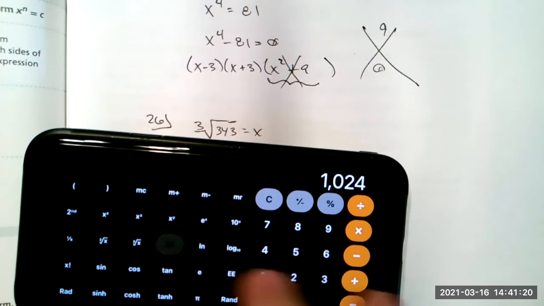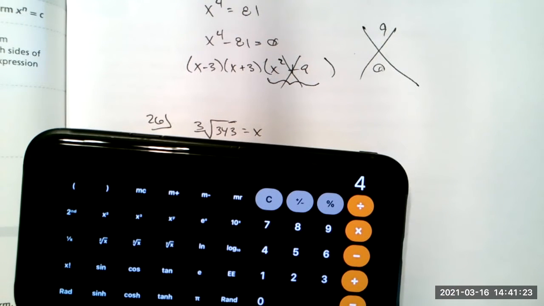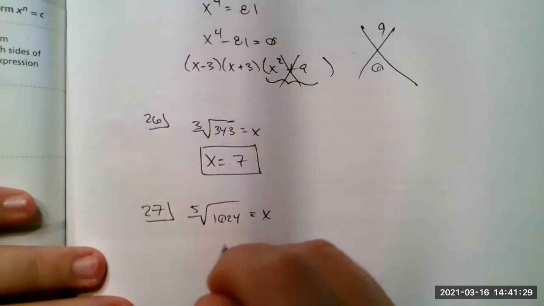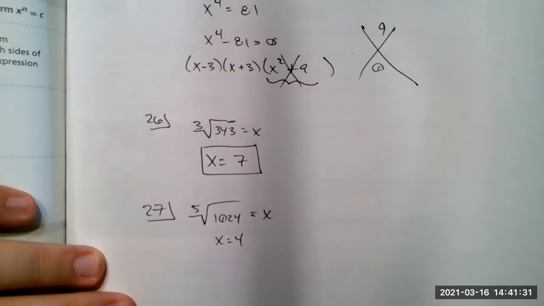1024, the fifth root is 4. Now this is a fifth root. It's an odd number, the fifth root, so it's just positive 4. So x equals positive 4.